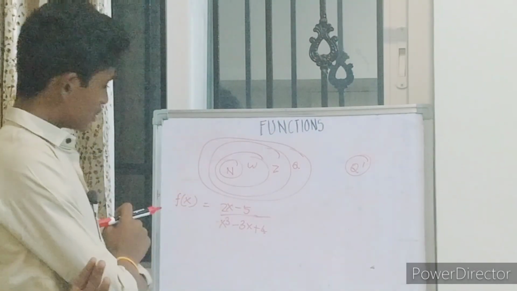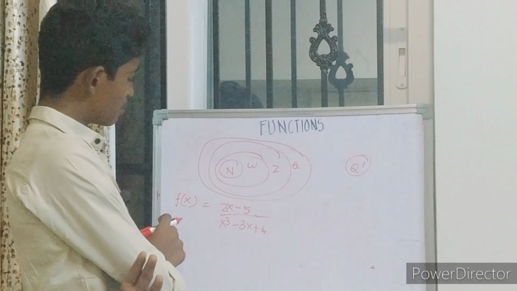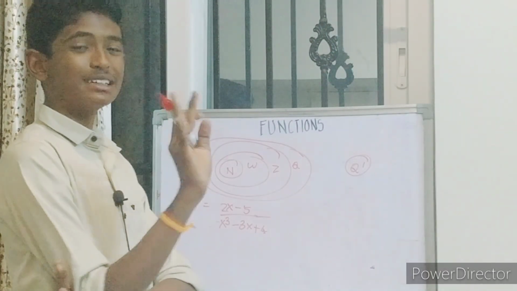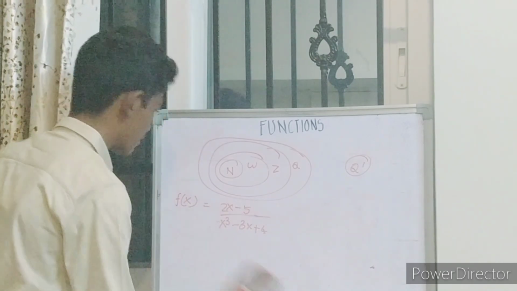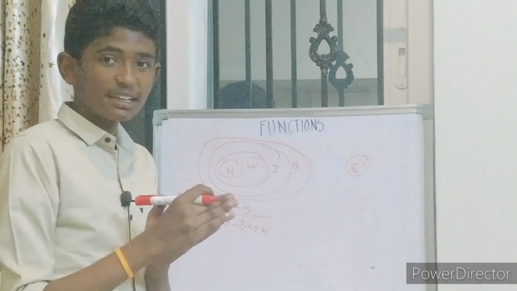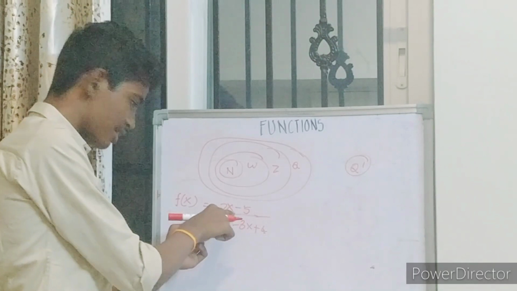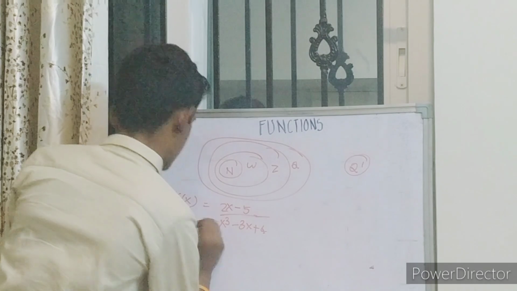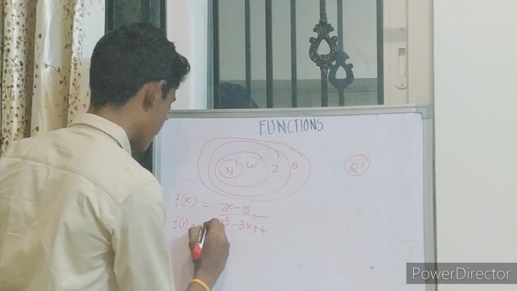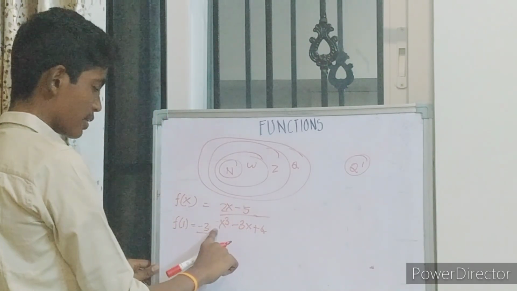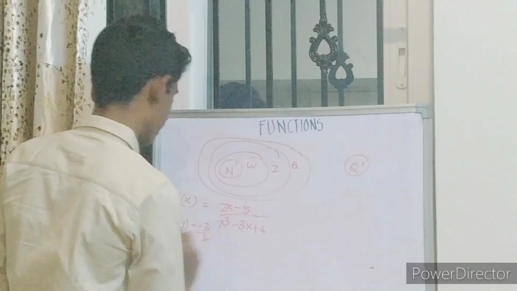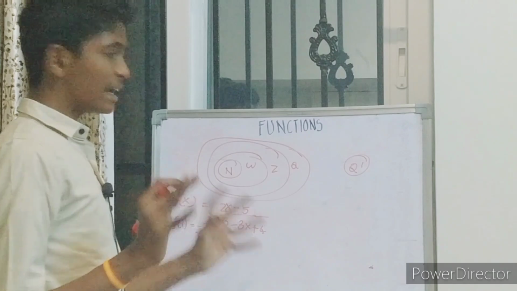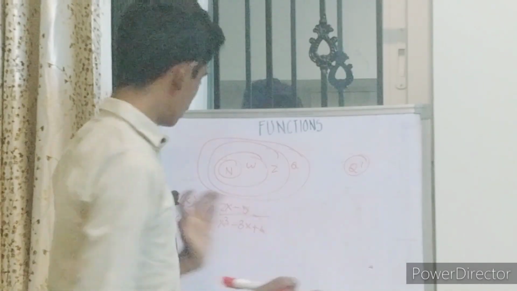2x minus 5 divided by x cube minus 3x plus 4. What values shouldn't I take? I can have f of 1, f of 2, f of 3. I can substitute any number and get the answer here. What is f of 1? 2 into 1 minus 5, that is minus 3. Minus 3 over 1 minus 3 plus 4, 2. So minus 3 by 2. So I can have an answer with any input. So that's not the problem.